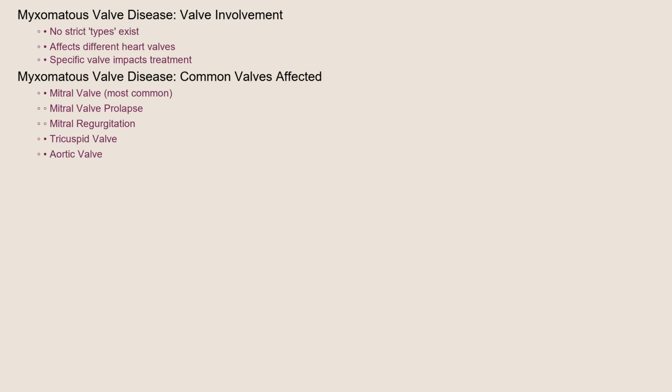While myxomatous valve disease doesn't have strict types, in the same way as some other conditions, it's important to recognize that it can affect different valves in the heart. Most commonly, it involves the mitral valve, leading to mitral valve prolapse and regurgitation. However, the tricuspid and aortic valves can also be affected. The specific valve involved and the severity of the valve dysfunction will dictate the approach to treatment.